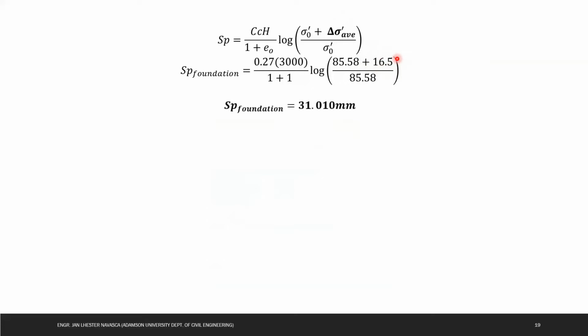Therefore, our SP or the primary consolidation settlement under an elastic foundation is 31.01 millimeters. So that is your solution to problems relating to the consolidation settlement under elastic isolated footing.